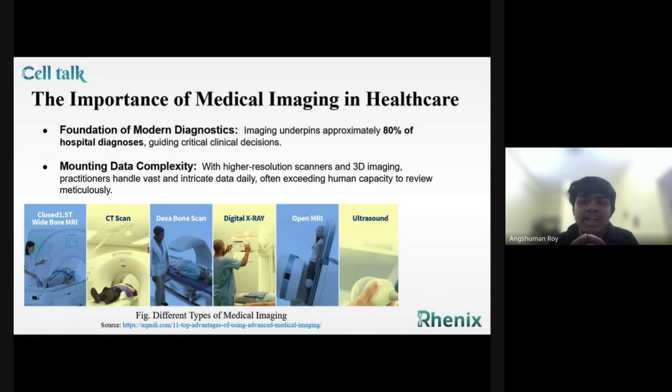Medical imaging is the foundation of modern diagnostics, underpinning approximately 80% of hospital diagnostics, guiding critical decisions. However, the mounting data complexity poses significant challenges. With higher resolution scanners and the advent of 3D imaging techniques, practitioners now handle vast and intricate datasets daily. This complexity often exceeds human capacity for meticulous review, highlighting the need for advanced AI-driven analytical tools to enhance diagnostic accuracy and efficiency. As illustrated in the figure, medical imaging encompasses various modalities, each serving unique diagnostic processes and contributing to comprehensive patient care.